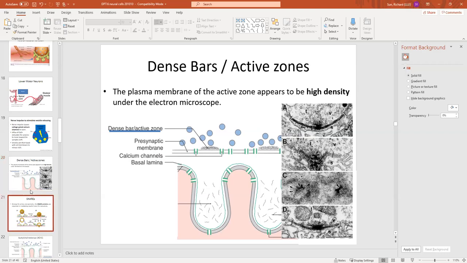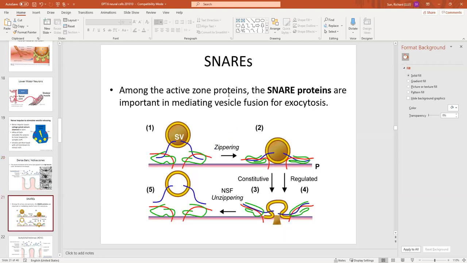This dense bar includes a group of proteins called SNARE proteins. So here's the vesicle, the secretory vesicle. Then here is the protein. Once this protein zips it up, these two pieces of cloth will get close to each other. Then the contents in that vesicle will be released. So that's just one example. One of the major proteins here in the dense bar is the SNARE protein. It's still a group of proteins.